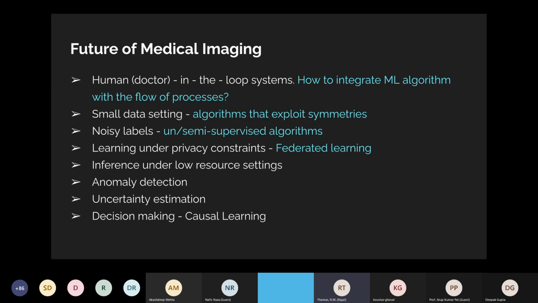Inference at low resource. Many of these models are big networks, but if you want to put that on an MRI machine, or if you want to take that to rural areas, how do you convert those big algorithms to something that is manageable, a model that is quantized or pruned so that it can fit in a small device like a mobile device or an edge device, right? Anomaly detection is a big topic. If I give you a bunch of normal images, using that, can you build an algorithm which will detect which is abnormal?